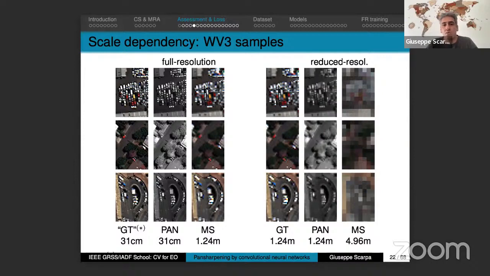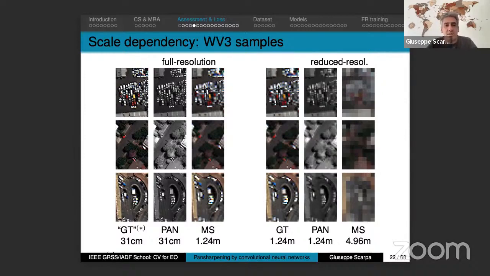Similar considerations hold for vegetation texture, which plays a crucial role for the discrimination of different species of plants. This can be noticed here by looking at the tree crowns in the middle example. If you look at the synthesized PAN on the right or at the related ground truth, you only see some spots while textures are completely lost. Or we may continue with horizontal traffic signs and many other categories of objects or classes.